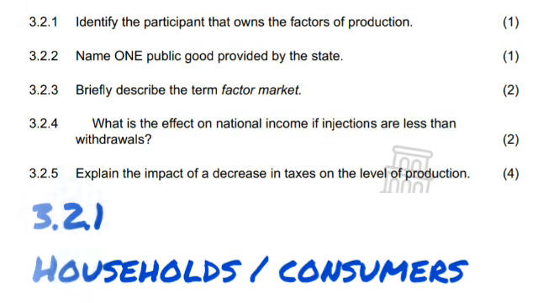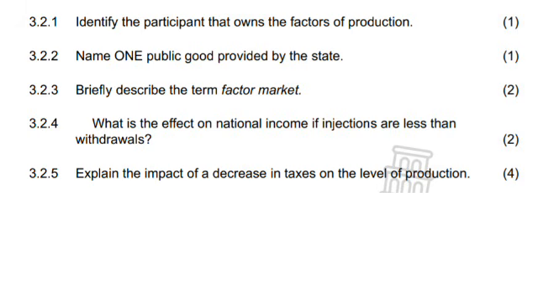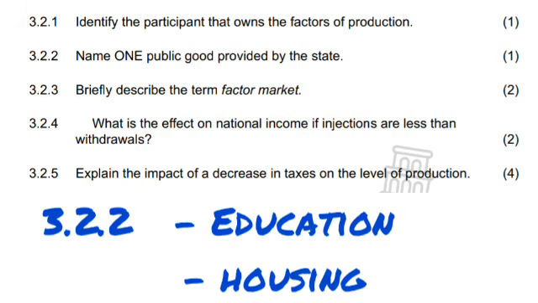We have been mentioning these public goods as we are coming along. We talked about free healthcare, we talked about public education, we also talked about free housing, RDPs. So they just wanted one. You can select any one of those. I said there, education or housing. Can also be free healthcare if you want.